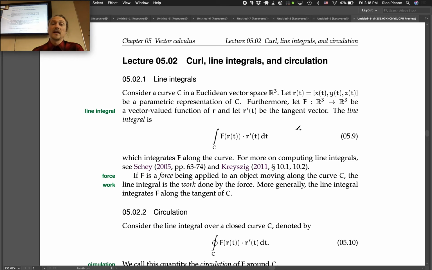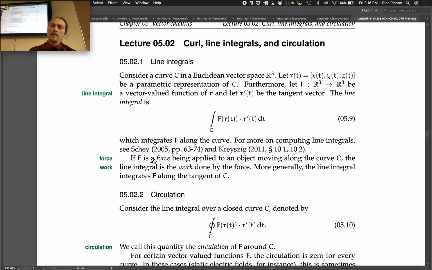Okay, that's the line integral. I know you guys have seen them before. If you want to refresh on computing line integrals, see Schey, Div, Grad, Curl, and All That, and the Kreyszig text, chapter 10.